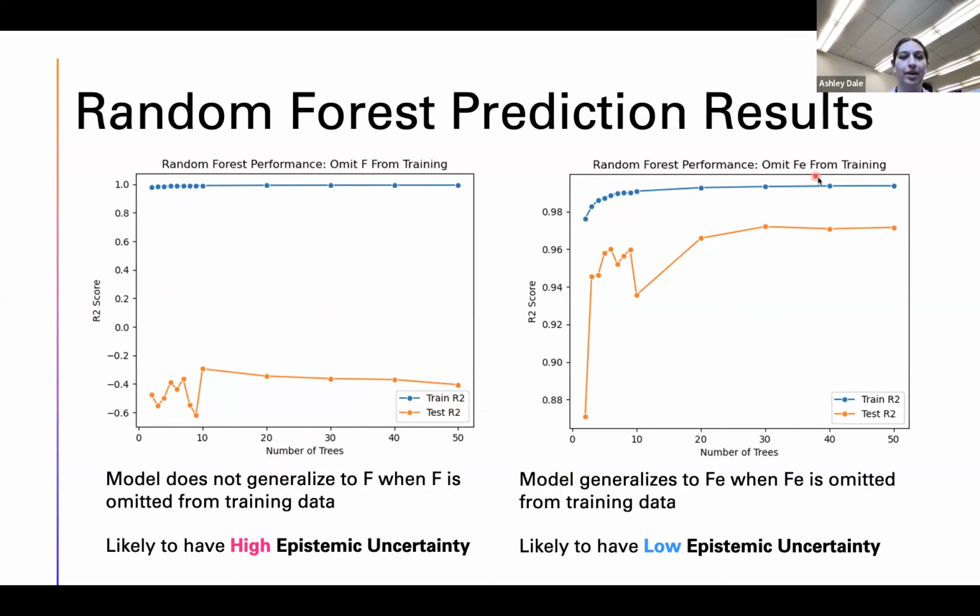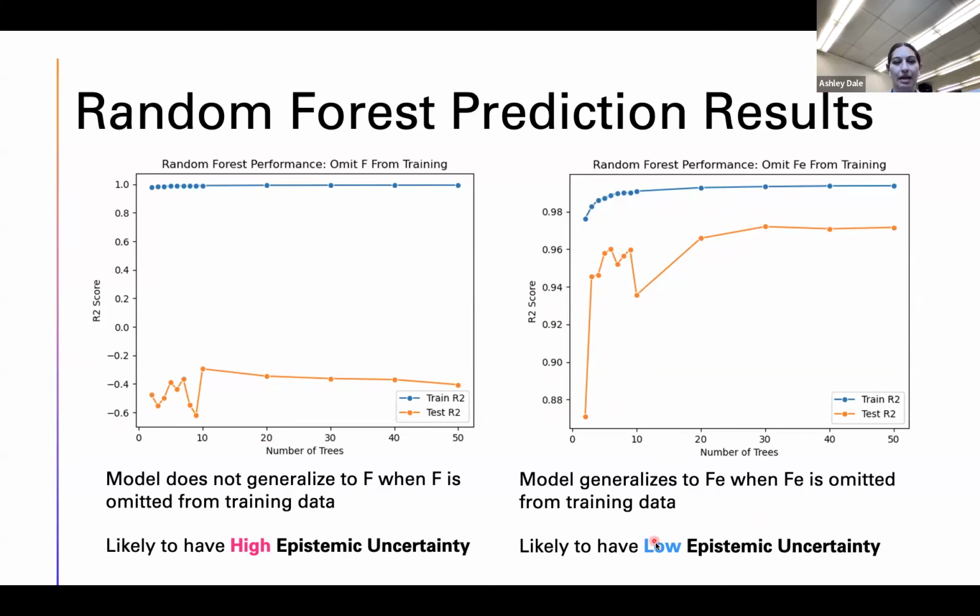However, if I do one of the yellow boxes, a good element, so this is iron. Now the model has never seen iron during training, but iron is all in the test set. My R² score is really, really high. So this is 0.88 compared to minus 0.6. And you can see that there is a little bit of a boost by giving extra trees, but then it kind of flattens out. So here we can say that it has low epistemic uncertainty.